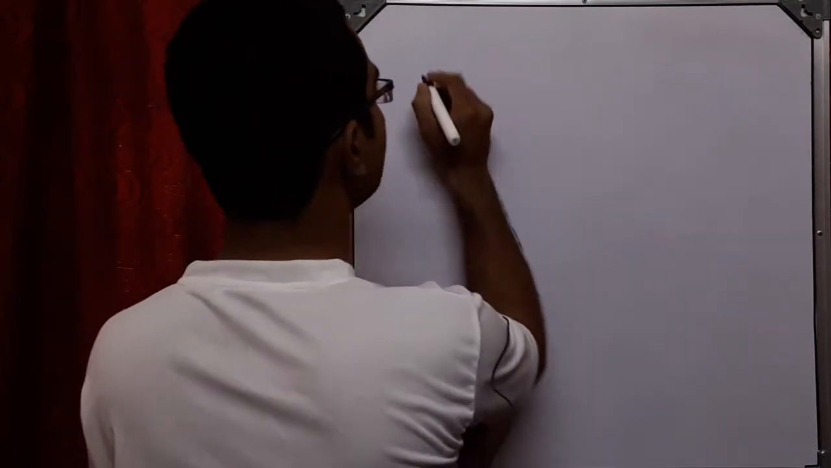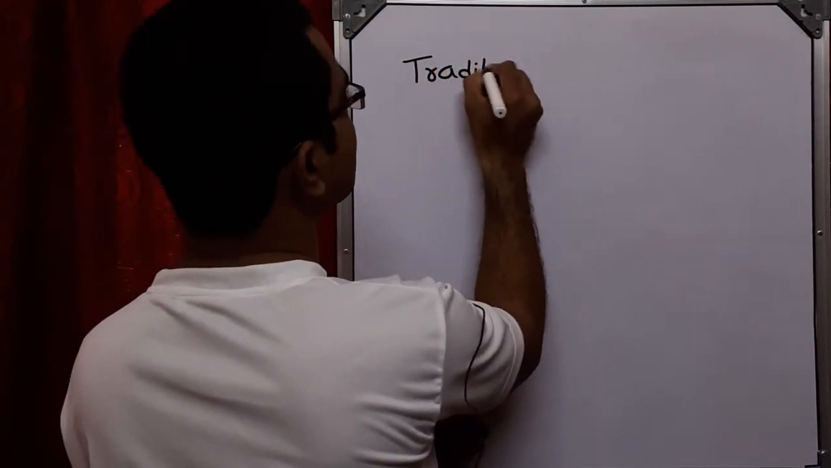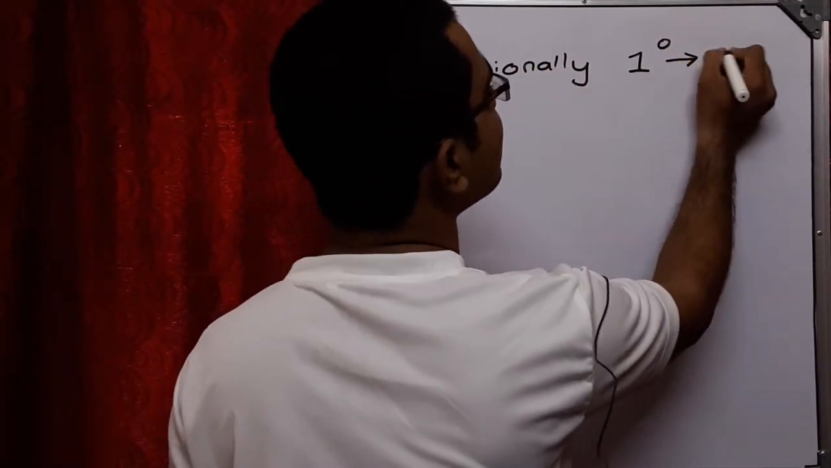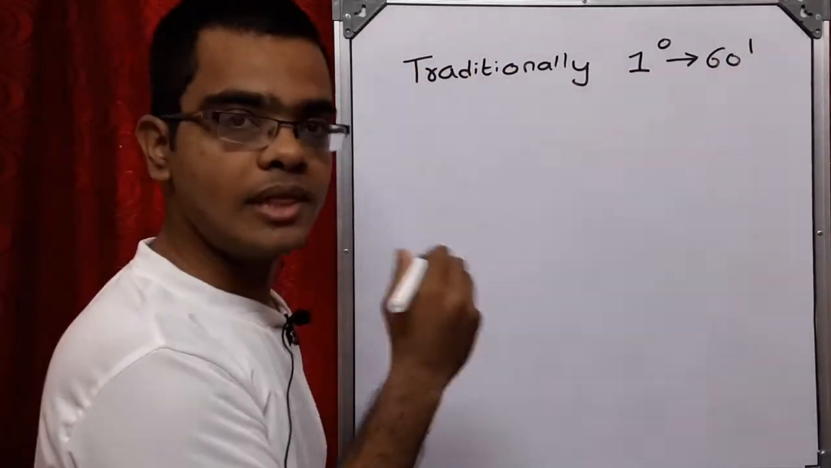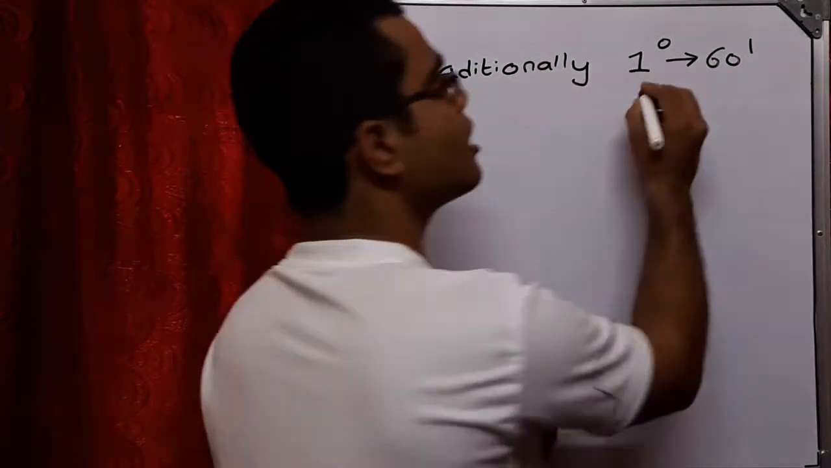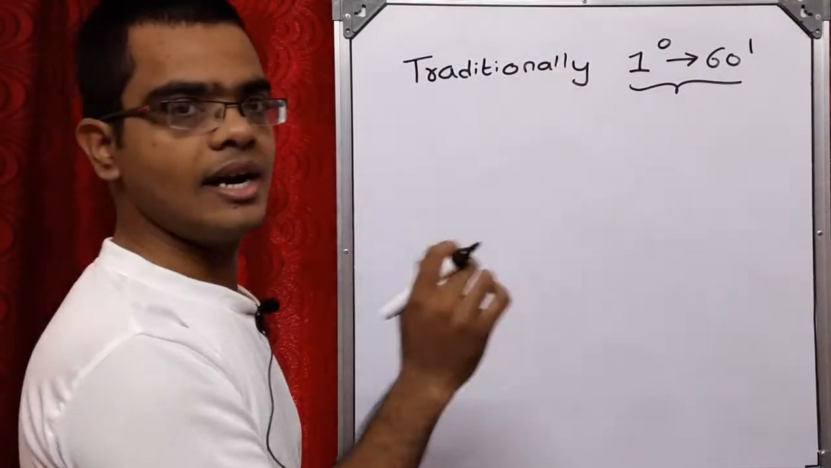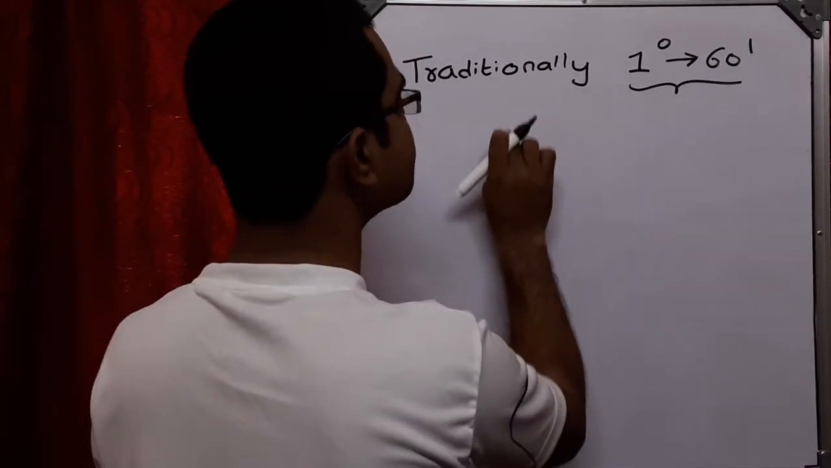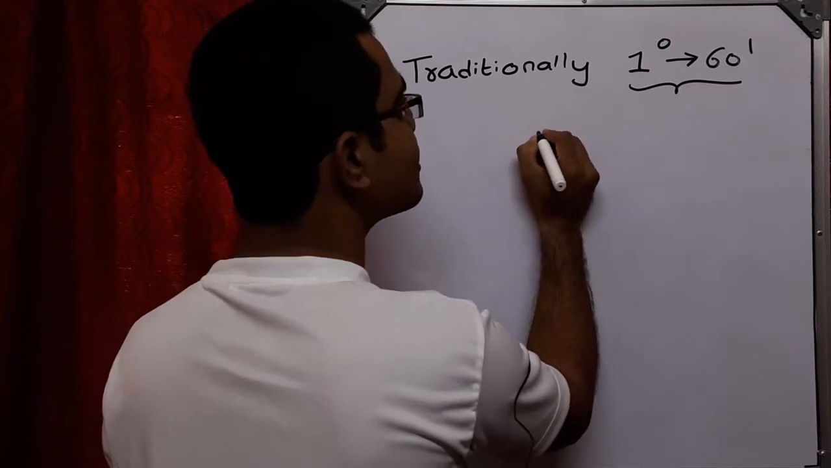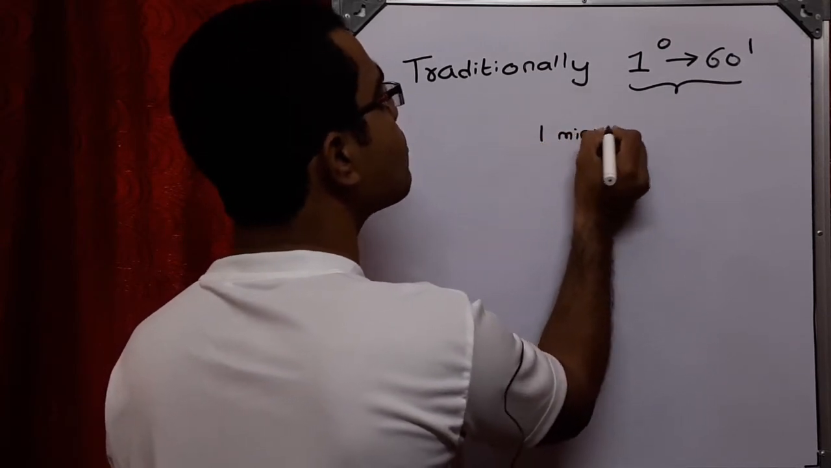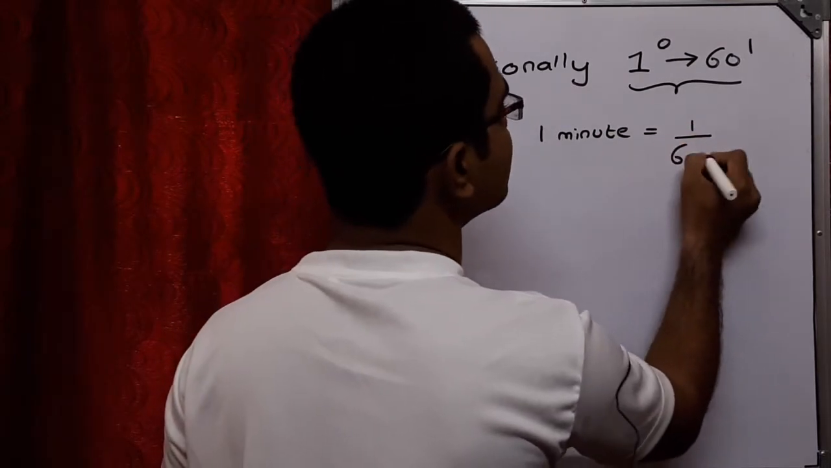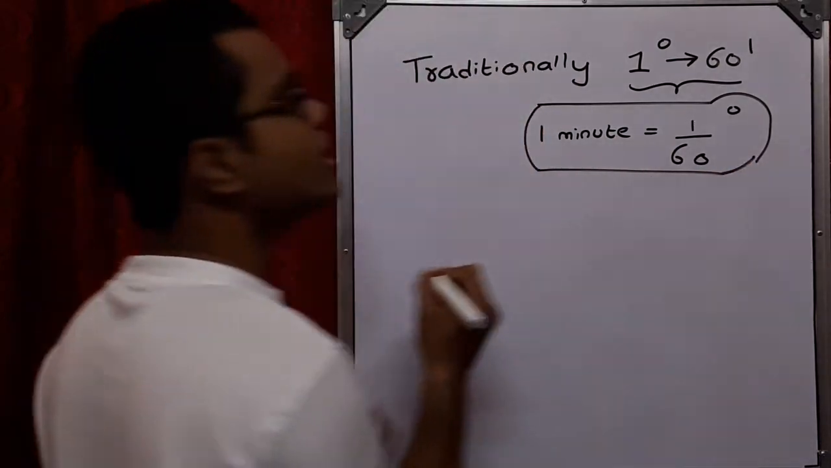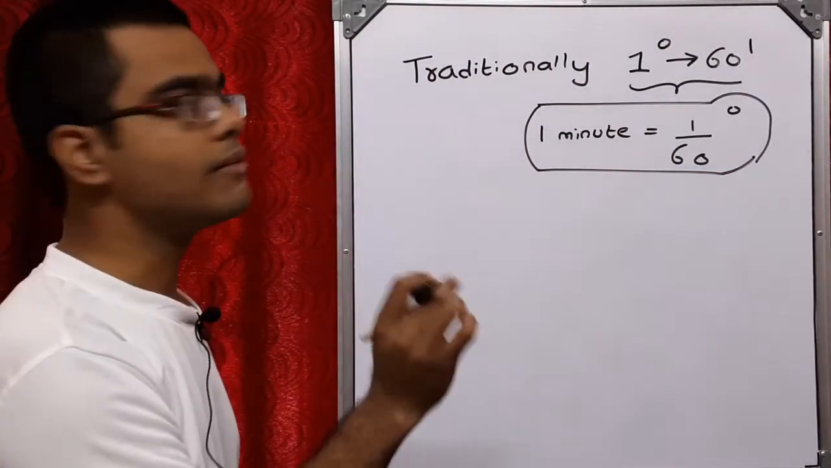Traditionally, 1 degree is further classified into 60 minutes. Please always remember this is the first and basic thing. 1 degree is divided into 60 minutes, and therefore I can say that 1 minute is equal to 1 by 60 degrees. This is the basic conversion unit. So 1 minute is equal to 1 by 60 degrees. If we remember this, we can change it.